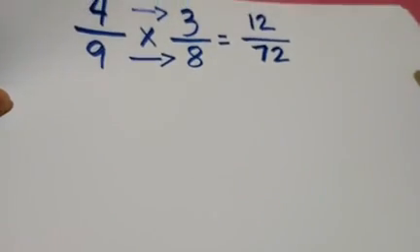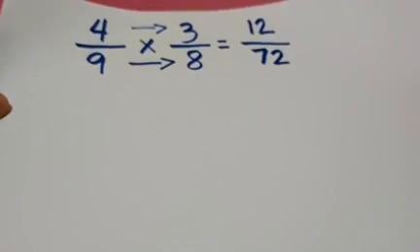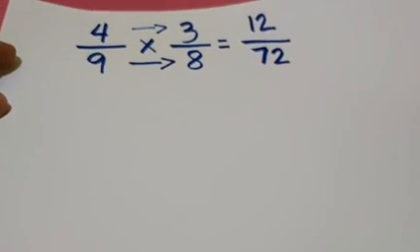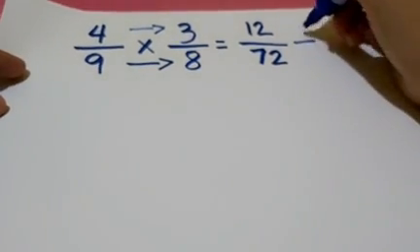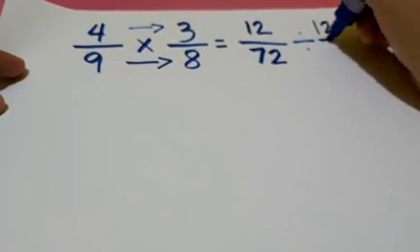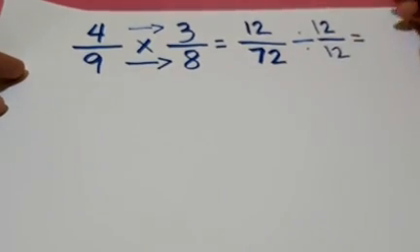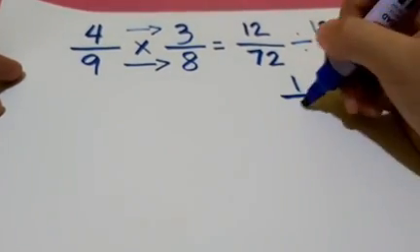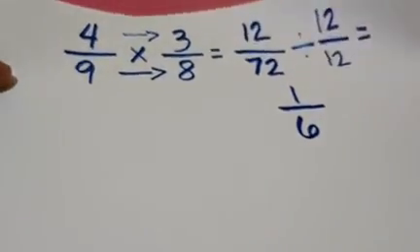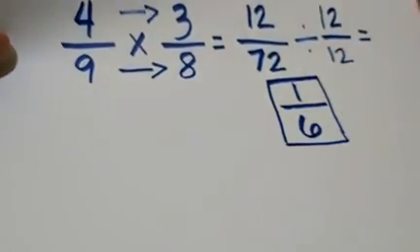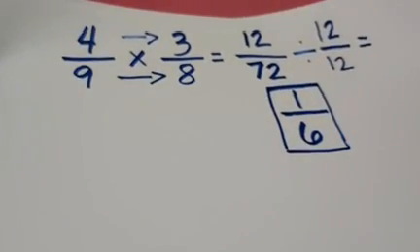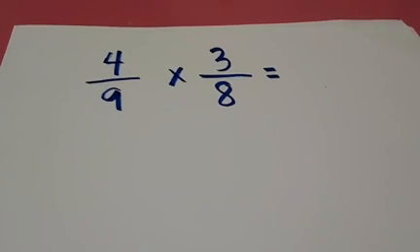Okay, now, pwede ba nating i-lowest term yung 12 over 72? Of course we can. Because the GCF of 12 and 72 is 12. So, pwede natin siyang i-divide both numerator and denominator sa 12. So, we can get the lowest term, 1 over 6. So, our final answer for this example is 1 over 6. Okay. So, again, our answer is 1 over 6.